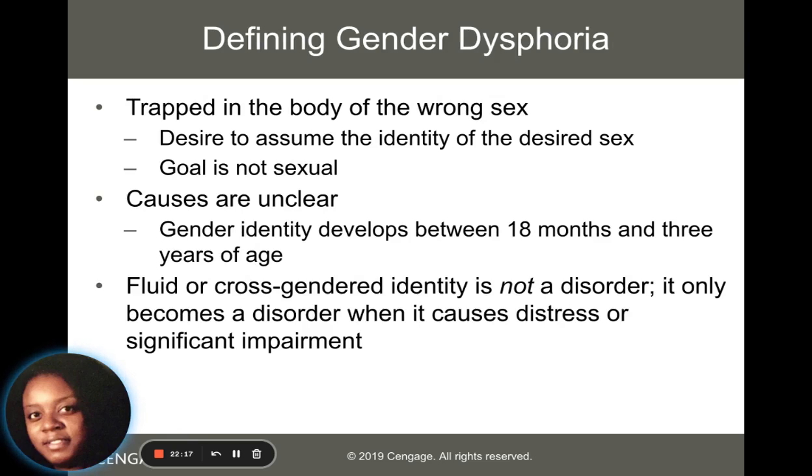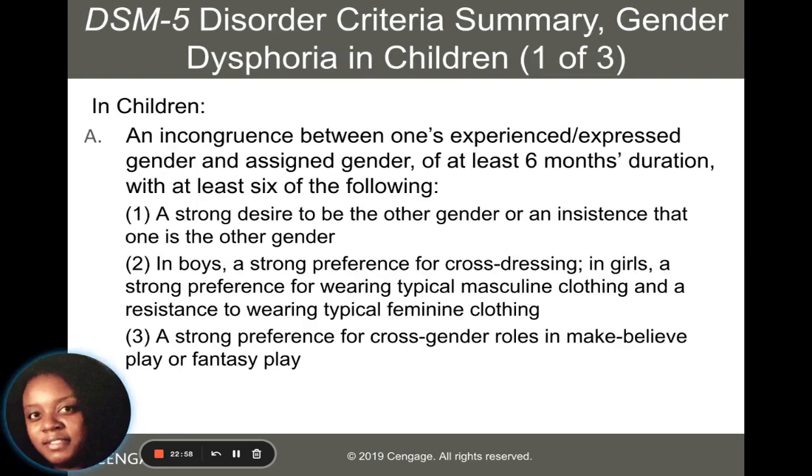Now, let's talk a bit about gender dysphoria. Gender dysphoria occurs when a person feels trapped in the body of the wrong sex. There's a desire to assume the identity of the desired sex. It's not something sexual, it's feeling like you were born the incorrect sex. The gender identity is thought to be developed between 18 months and 3 years of age. And there could be fluid or cross gendered identity, which is not a disorder. It only becomes a disorder when it causes distress or significant impairment.